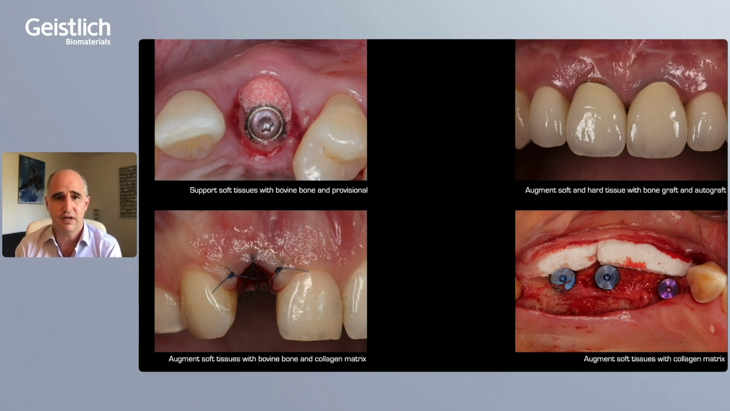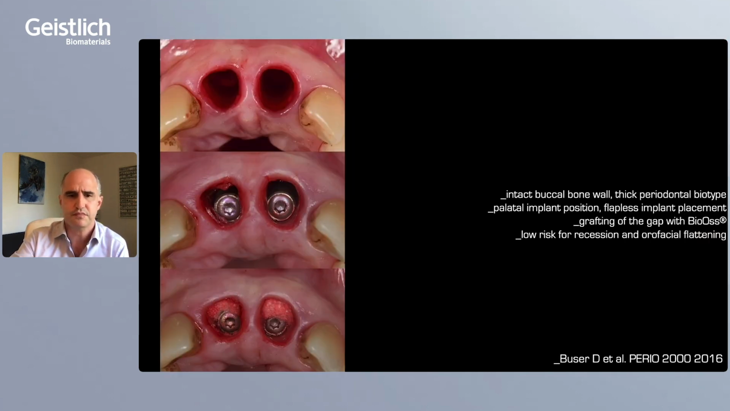Well, the first approach is, of course, if everything is perfect, if you have a thick soft tissue, if you have an intact bone, then the best way to get soft tissue height over your implant fixture is to support everything. And to support it is, of course, to use a bovine bone mineral and a provisional to support the soft tissue. So let's look at a clinical example of this situation where everything is perfect.